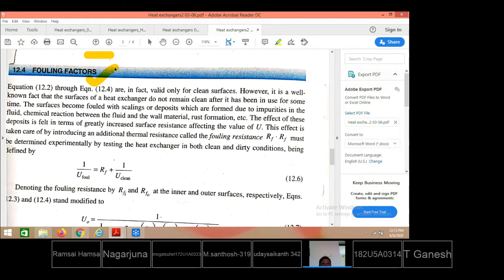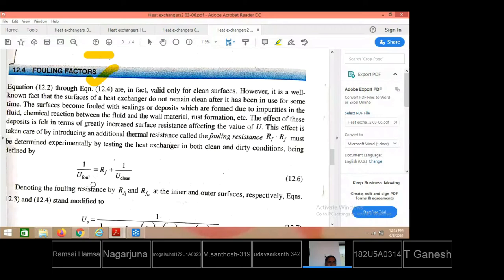The surfaces are getting clogged or deposited with external foreign particles, foreign deposits, or abrasive materials carried by the fluid. Due to continuous accumulation of the particles, the surfaces may get clogged. That may affect the heat transfer rate. So when we take the fouling effect into consideration, how to estimate the overall heat transfer coefficient is taken like this: 1 by the overall heat transfer coefficient with the inclusion of fouling.